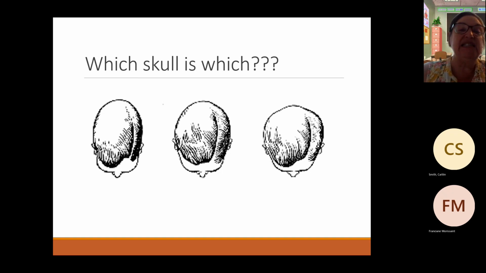Does anyone have an idea what this skull would be first? Ladies, any guess? Okay, well, go ahead, Caitlin, then. Would that be dolichocephalic? Yes, that's right. Because it's thinner and longer, so that makes this one brachiocephalic, because it's shorter and wider, and this would be a normal skull.